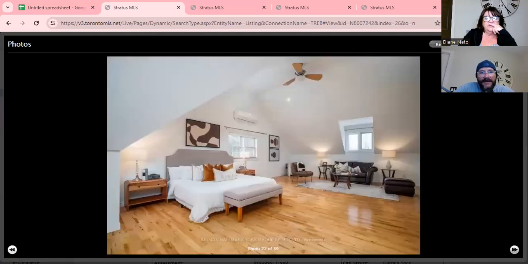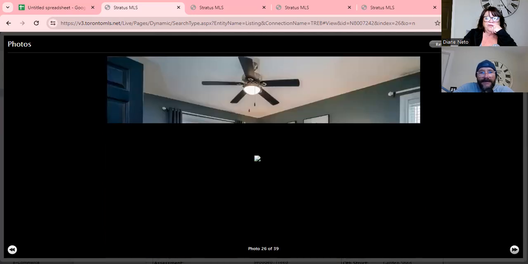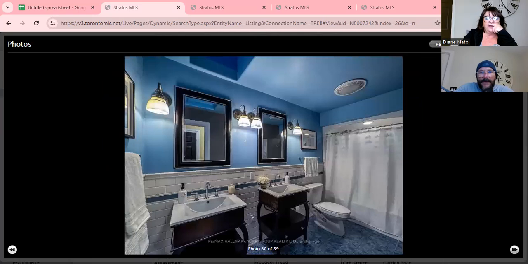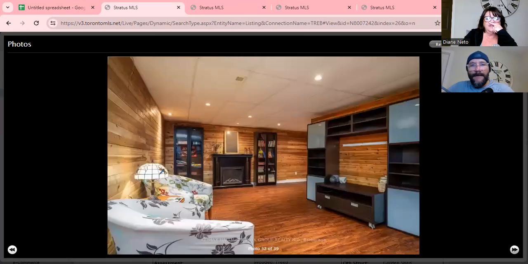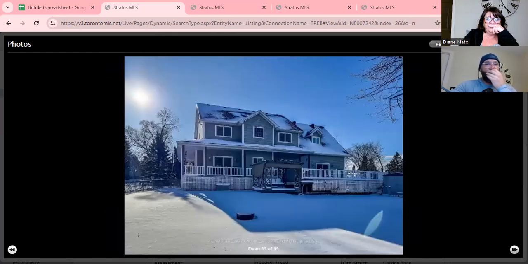Someone paid some big bucks. It's a big house. It is. It's a lot of money. They got over asking. Why? How much land? How much was the lot size?